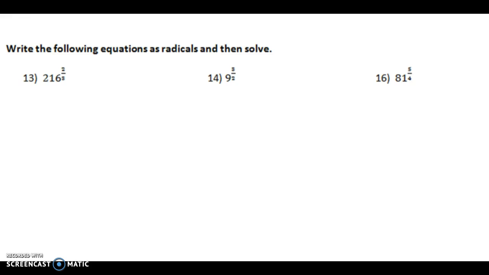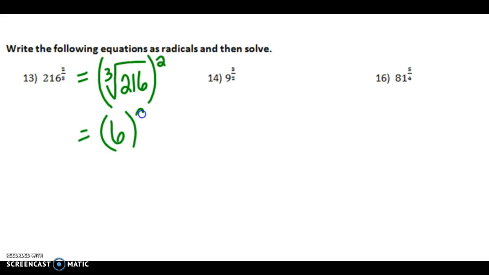Write the following equations as radicals and then solve them. So we're going to take this first one. It's going to be the cube root of 216 squared. Now I'm going to write it a little differently because it really doesn't matter if I cube root it first or square it first. Personally, because of that little cheat sheet, I would do the cube root first to make it smaller and figure out that the cube root, and I can look at my cheat sheet, is 6. So this gives me 6 inside when I cube root it, and then I have to square that, which I can do in my head, and I get 36.